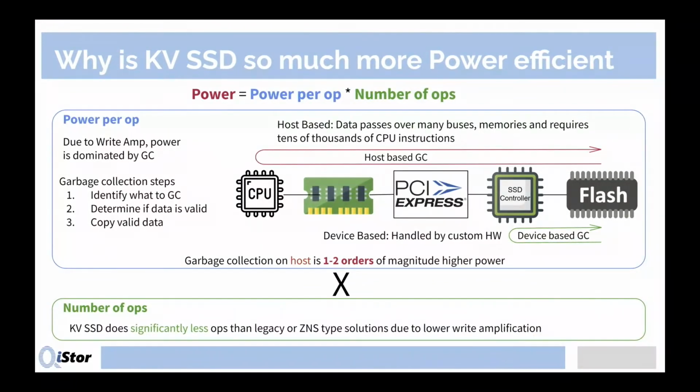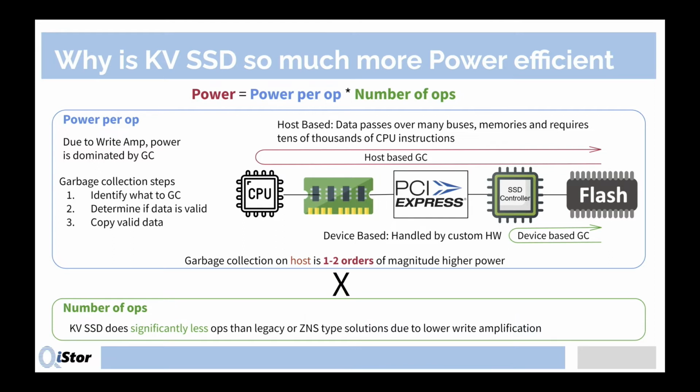So I also made the claim that the power is much reduced. So why is that? Well, there are two parts to power. Power basically is the power per operation and the number of operations. So if you think about garbage collection, and obviously the system is dominated by garbage collection, the garbage collection has three main pieces. The first one is identifying what to garbage collect. So that means you must be tracking metadata that enables you to identify which area you want to garbage collect, or is the optimum.